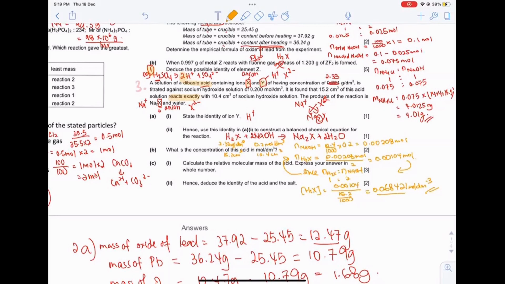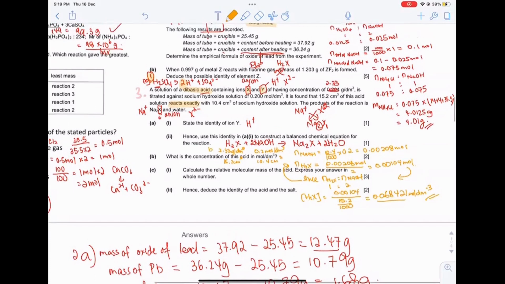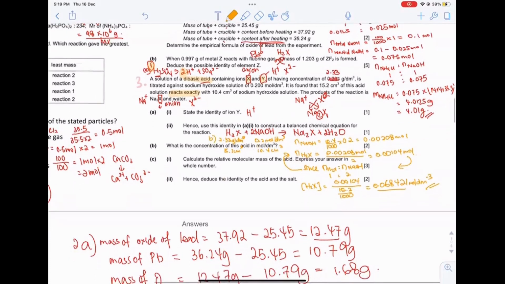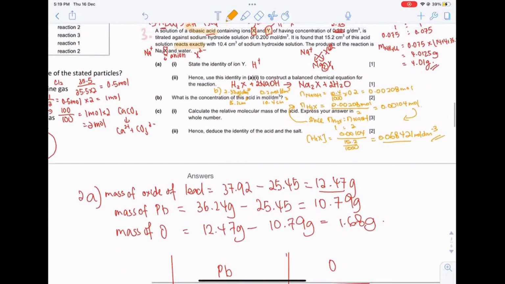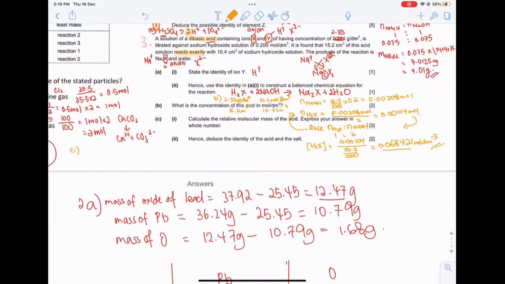Then C, part 1. Calculate the relative molecular mass of the acid. Express your answer in whole number. Oh, that would be easy. That's just one step. MR equals the concentration in gram per dm cube, which is 2.33, divided by the concentration in mole per dm cube.